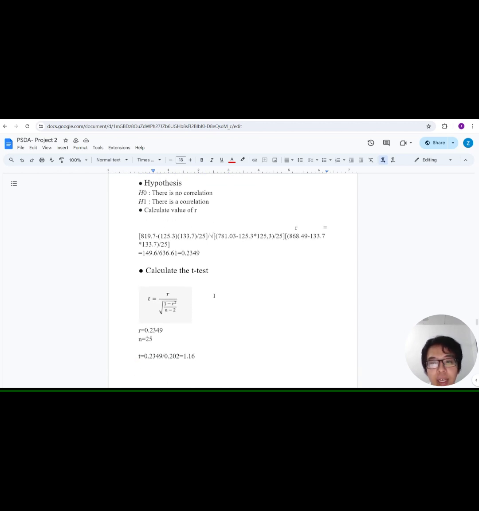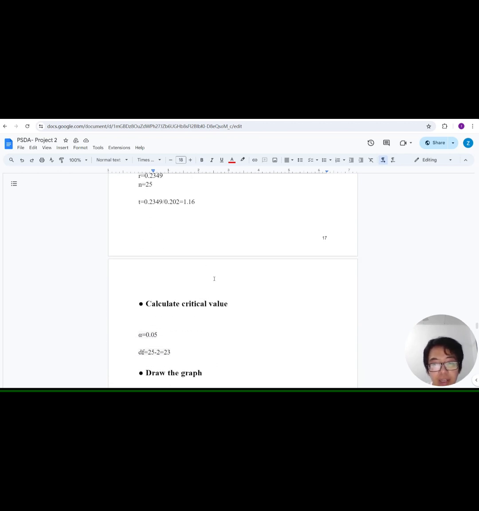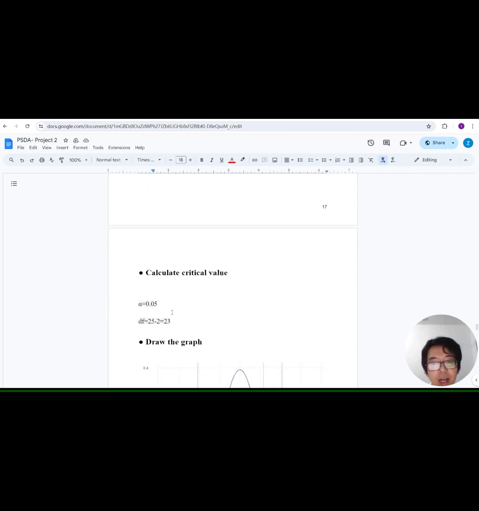So according to the equation, t is equal to r divided by the square root of (1 minus r square) divided by (n minus 2). Here n is the number of samples, which is 25, and r is mentioned here. The r is equal to 0.2349, and then we can get the t value, which is 1.16. So now we can calculate the critical value with the situation that alpha is equal to 0.05 and df is n minus 2. N is 25, so df is 23.